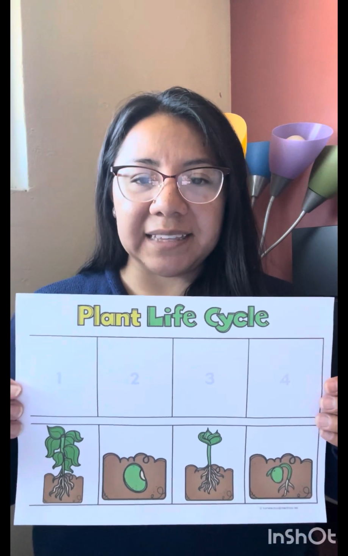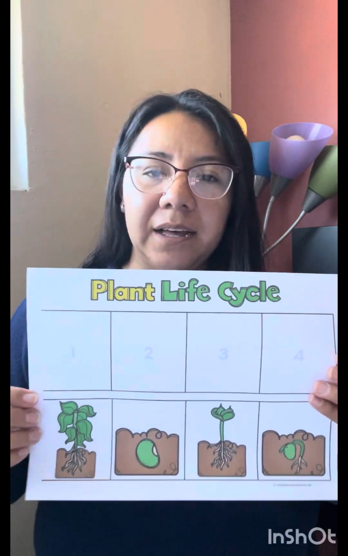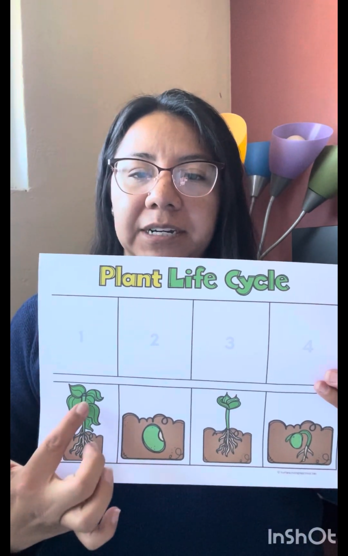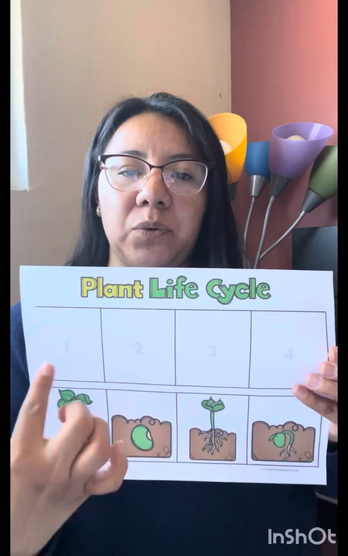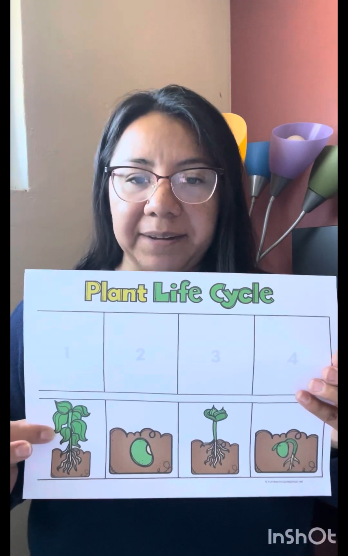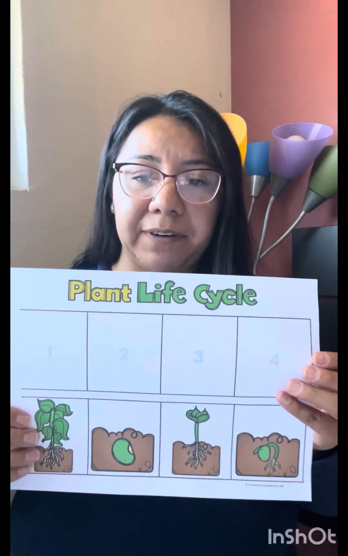You will also be needing this worksheet right here for each child. This activity worksheet is for the child to cut out these 4 squares, and they will have to paste them in the correct sequence, 1 through 4, of the life cycle of the plant. So again, this is great for their motor skills, fine motor skills.